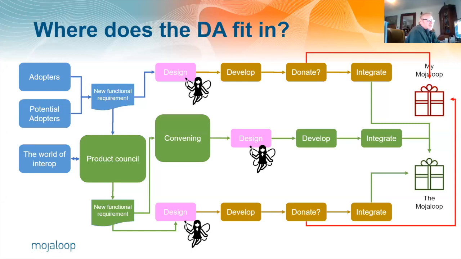So the obvious places where you might think conversation with the design authority would be appropriate are highlighted here. So whether a functional requirement has gone through the product council or not, the design authority is there and available to provide guidance and help to anybody who might ask for it as to what the best way or the various options, the trade-offs might be to implement any particular set of requirements.